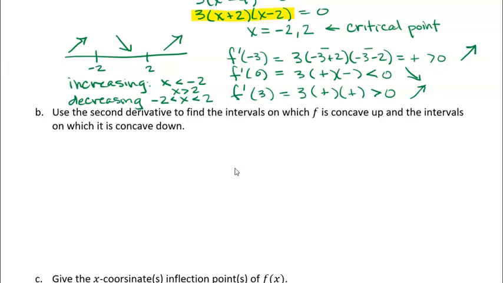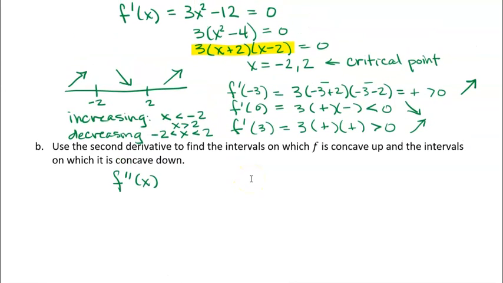Now, the second one is asking us to use the second derivative to find the intervals on which the function is concave up or concave down. So now let's take a look at the second derivative. All right, f prime of x. Okay, let me scroll up so we can actually see it.